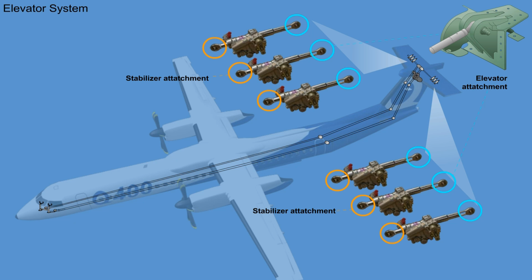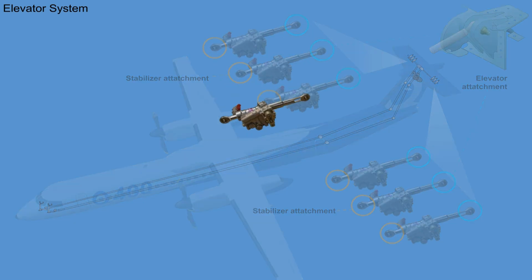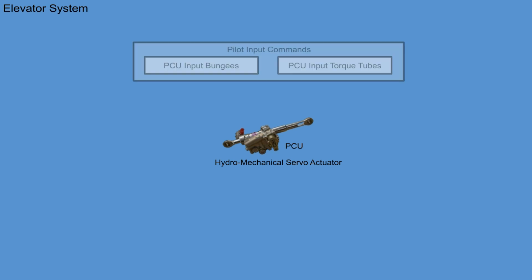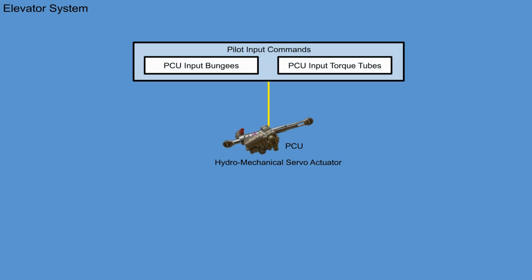The elevator control system has 6 identical elevator PCUs, 3 attached to each elevator surface and the horizontal stabilizer rear spar. Each elevator PCU is a hydromechanical servo actuator which receives pilot input commands from the PCU input bungees and the PCU input torque tubes.